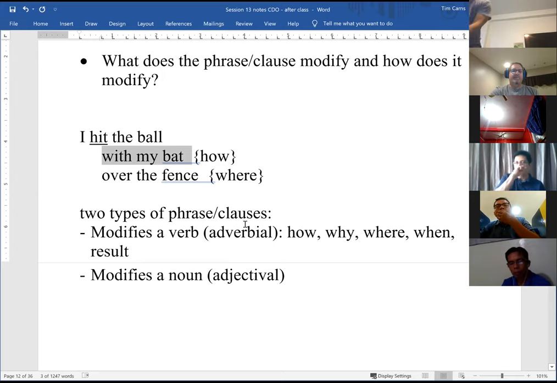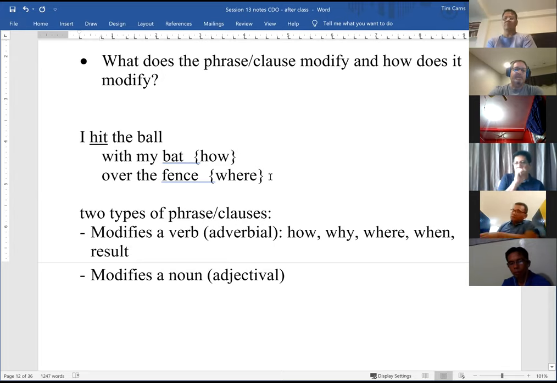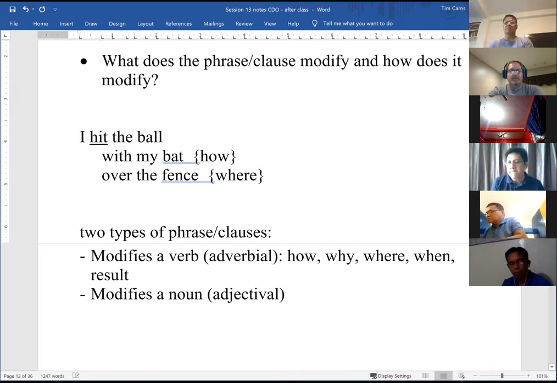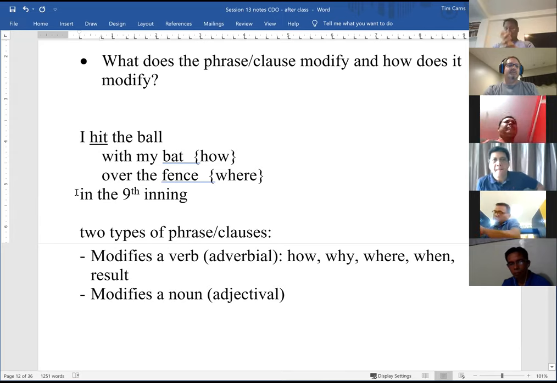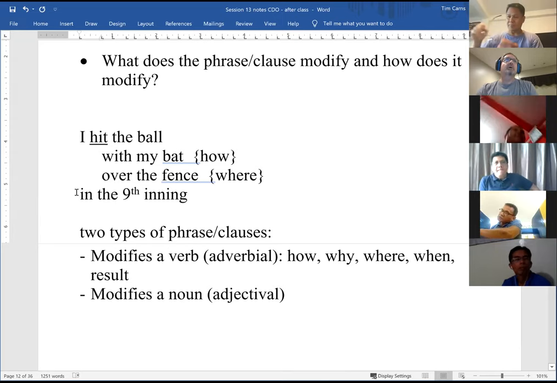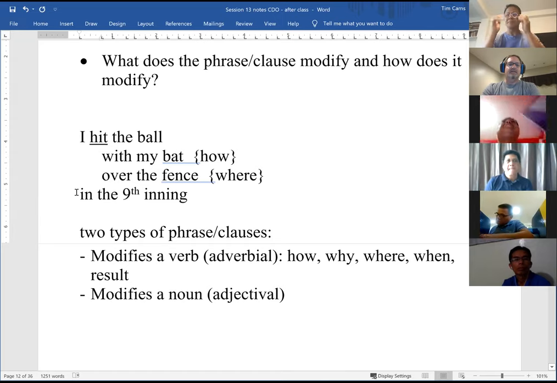All right. Now, if I'd said I hit the ball with my bat over the fence in the ninth inning, that word in is a preposition that would separate that phrase. Now, what was this modifying? What kind of question does it answer? In the ninth inning.